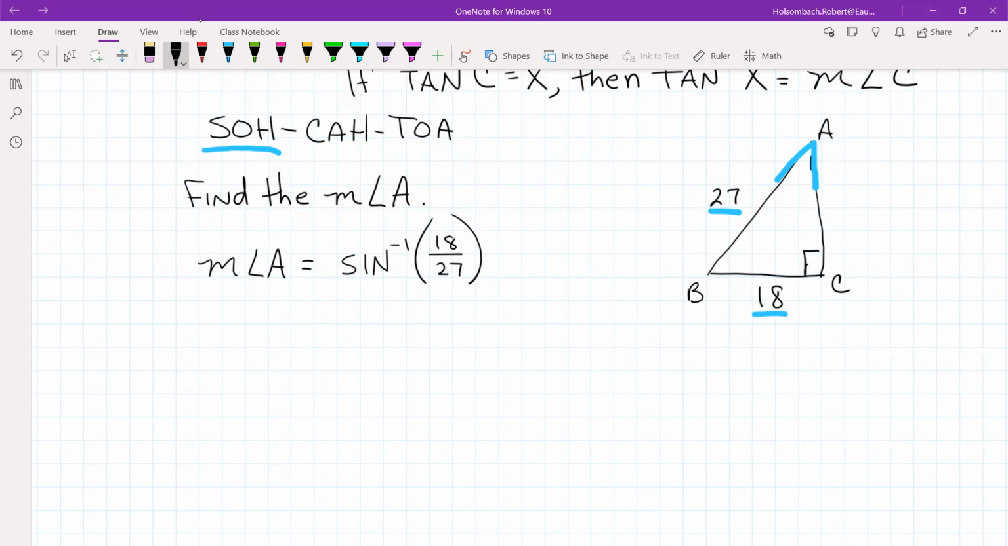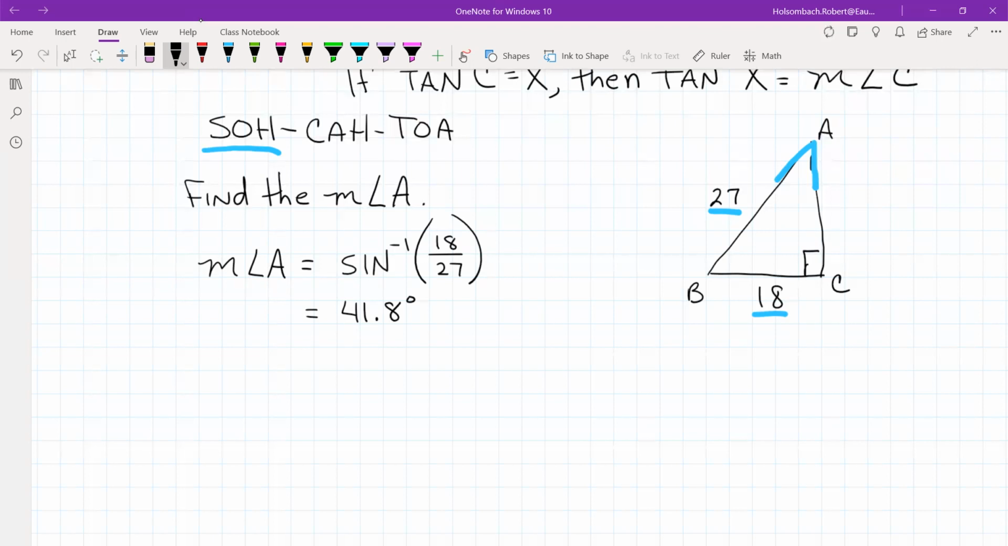So here's your sequence in the calculator. You type 18 over 27. You push the second button and then you push sine and equals. And your calculator should say 41.8. No, you push 18, fraction button 27, second button sine. Does everybody get 41.8? Very good.